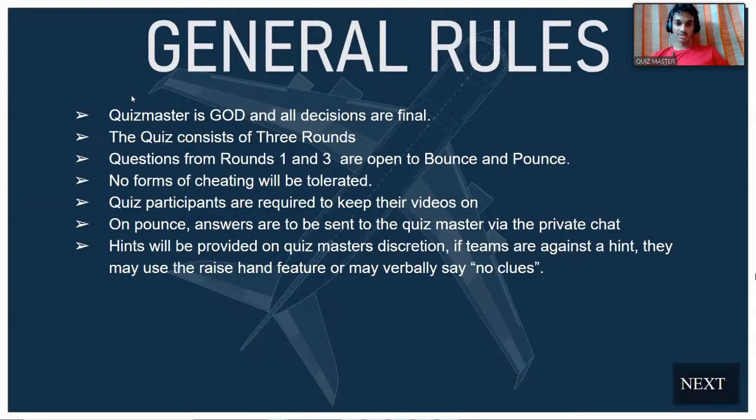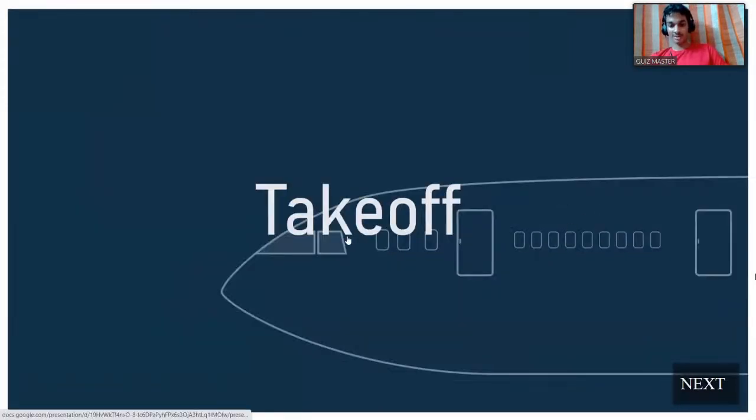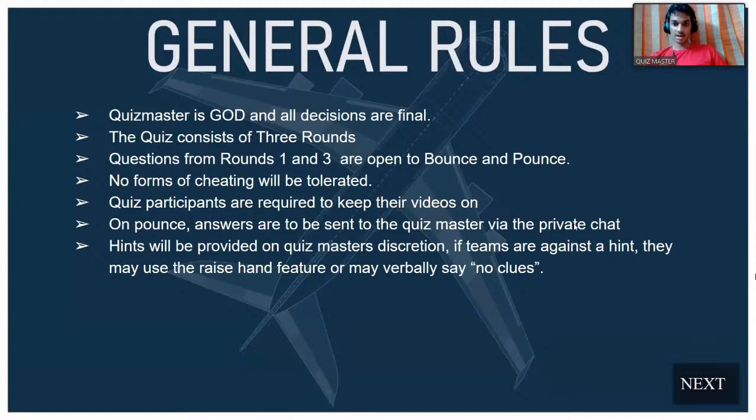On pounce, answers are to be sent to the quiz master via private chat. When the question is shown, I will say pounce is open, and for maybe 20-30 seconds I will be accepting pounces. And when I say pounce is closed, that's when the team whose direct question this is will start answering, right?